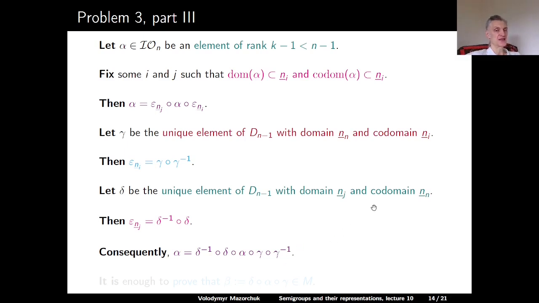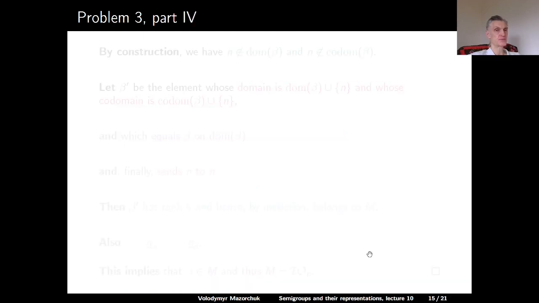So we want to prove that alpha belongs to M. Of course, delta, delta inverse, gamma, gamma inverse belong to M because they belong to D_{n-1}, which is a part of M, as we already know. So it is enough to prove that the element beta, which is defined as delta after alpha after gamma, belongs to M. By construction, the element n doesn't belong to the domain of beta, and the element n doesn't belong to the codomain of beta.